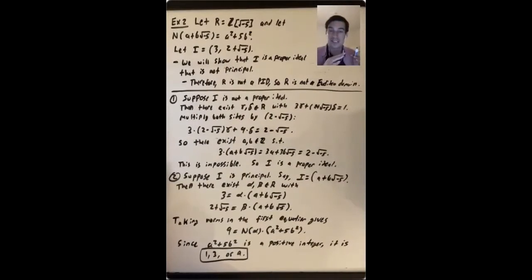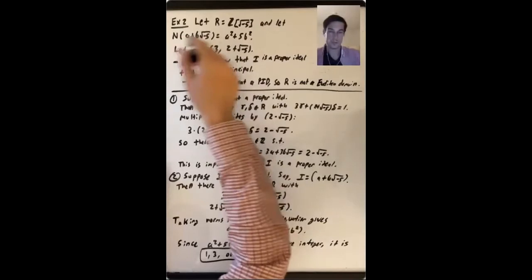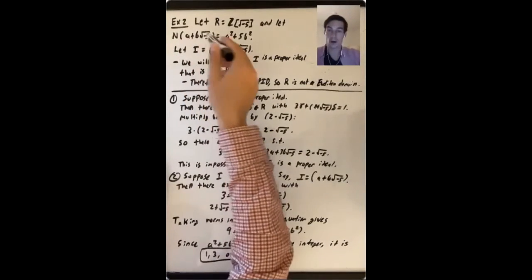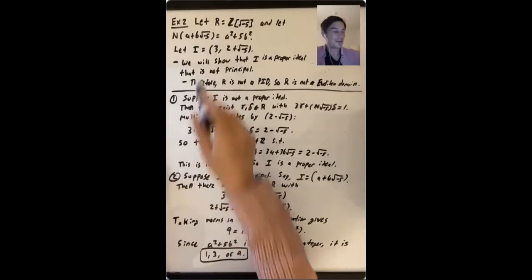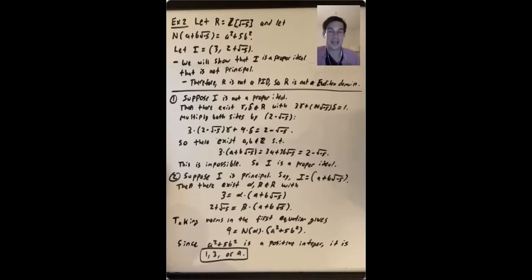I'm not at all saying that this ring is going to be a Euclidean domain with this norm. It isn't. In fact, what we're trying to show is that this ring is not a Euclidean domain, but we still have this norm function on it that, remember, has certain nice properties, like it's a multiplicative function. All right, let's consider this ideal I generated by 3 and 2 plus square root of negative 5.